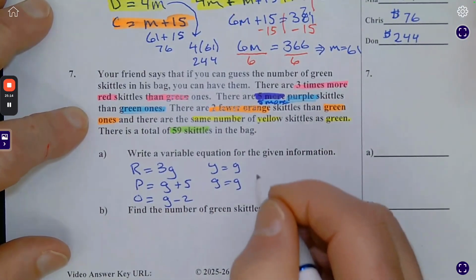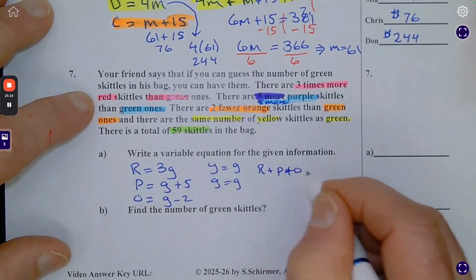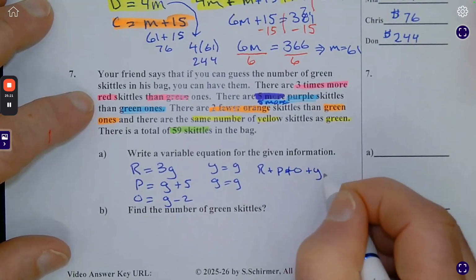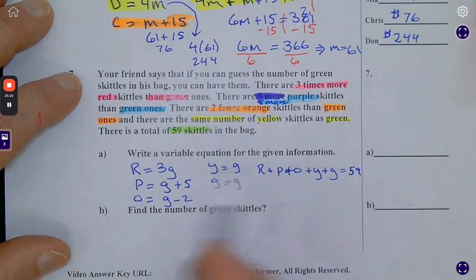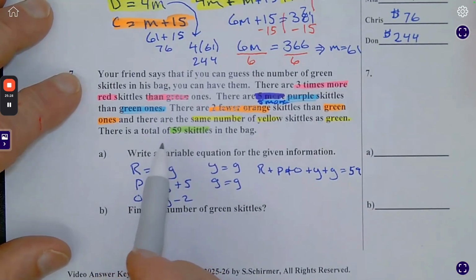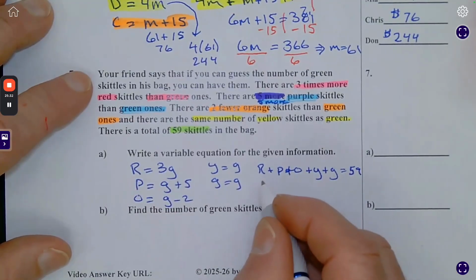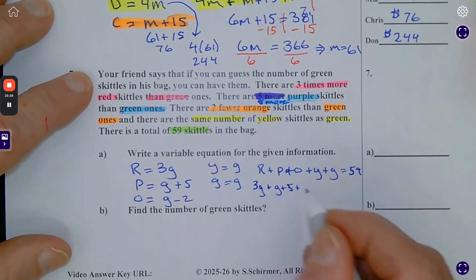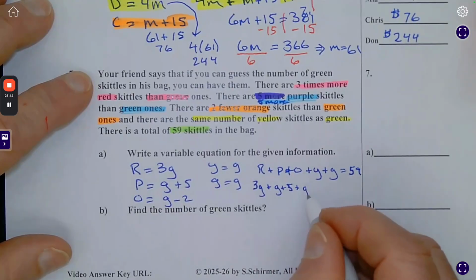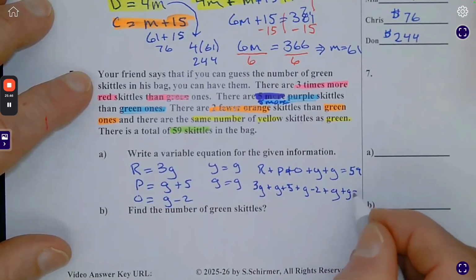Okay, so remember, we're going to take the red Skittles plus the purple Skittles plus the orange Skittles plus the yellow Skittles plus the green Skittles, and there's 59 Skittles in a bag. By the way, I looked that up. That's the average number of Skittles in a regular size bag. Let's go ahead and substitute in. So R is 3G plus purple is G plus 5 plus orange is G minus 2 plus yellow is G and G is G.